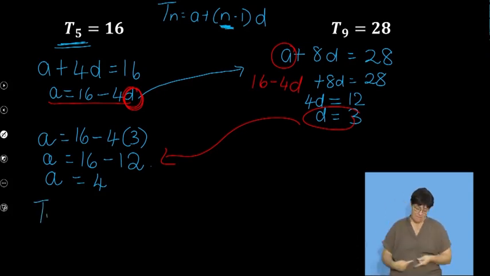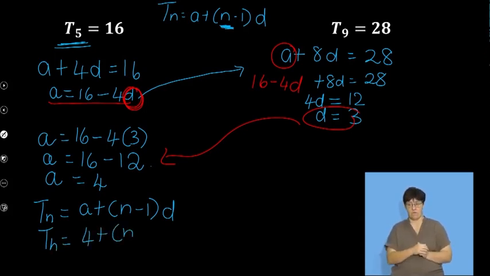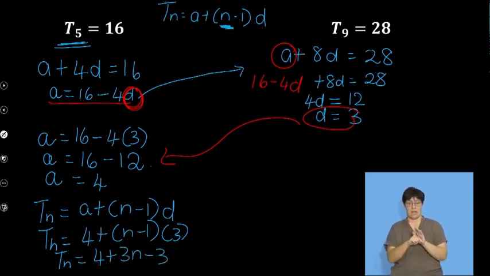So Tn will be equal to A plus n minus 1 D. And I've now found my A to be 4, and I know that my D is 3. So if I simplify that, I'm going to have Tn is equal to 4 plus 3n minus 3, which means that Tn is equal to 3n plus 1. I'm hoping that everyone's with me at this point.